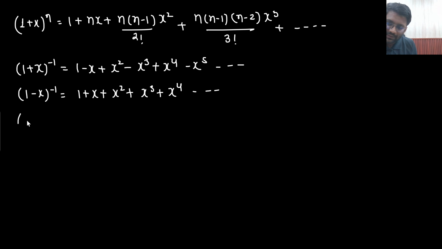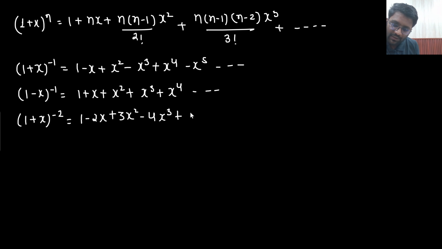And so on. Then, sir, 1 plus x to the power minus 2. This minus 2 comes inside, so 1 minus 2x. So plus minus will also be followed, and one more thing, the coefficient will keep on increasing: 1, 2, then 3, then 4, then 5 and so on.